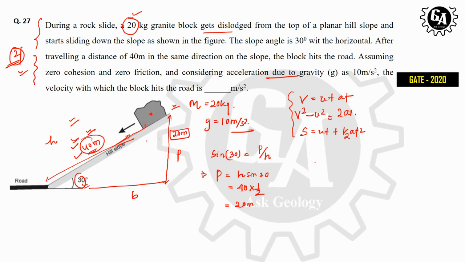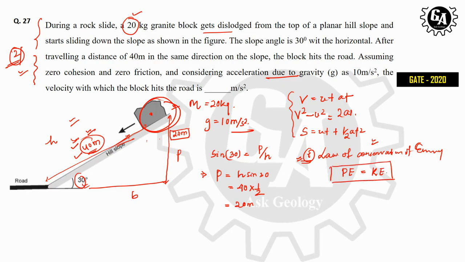Now, in the first case, I am using the law of conservation of energy. This is one process. Law of conservation means I am simply saying that the potential energy at the top equals the kinetic energy at the bottom. I am taking this condition when the granite body is stable and just about to start to slide. At that moment the potential energy will be equal to the kinetic energy, and it is nothing but the law of conservation of energy. So what will be the potential energy?